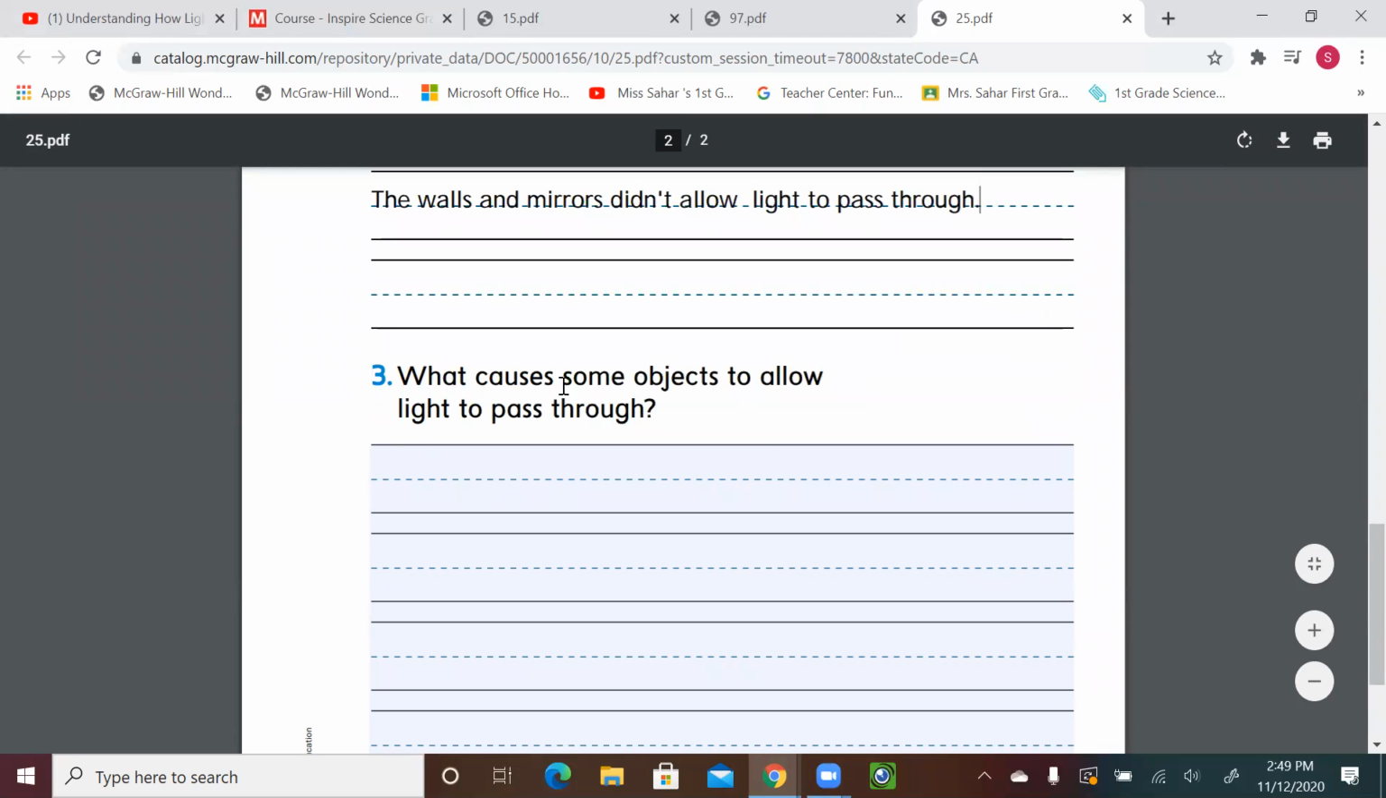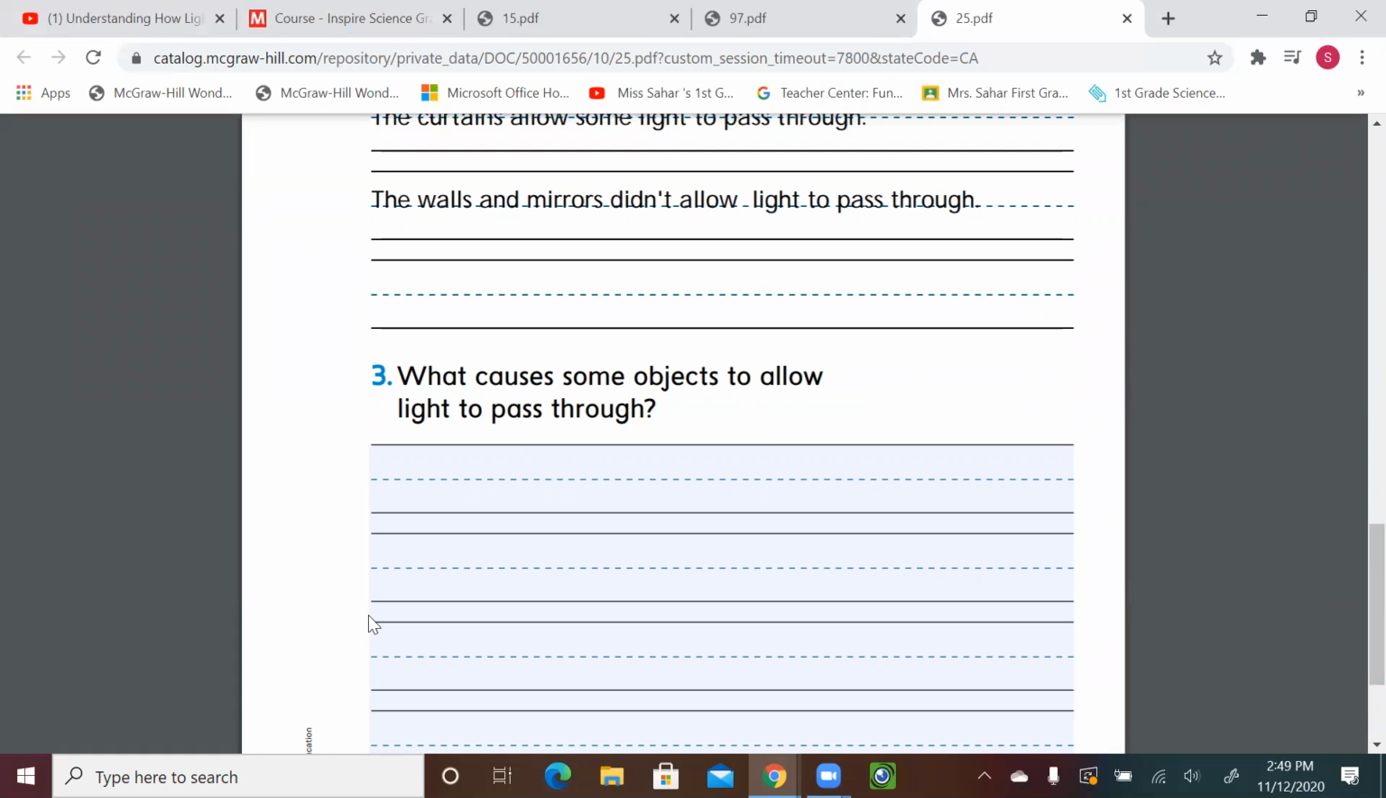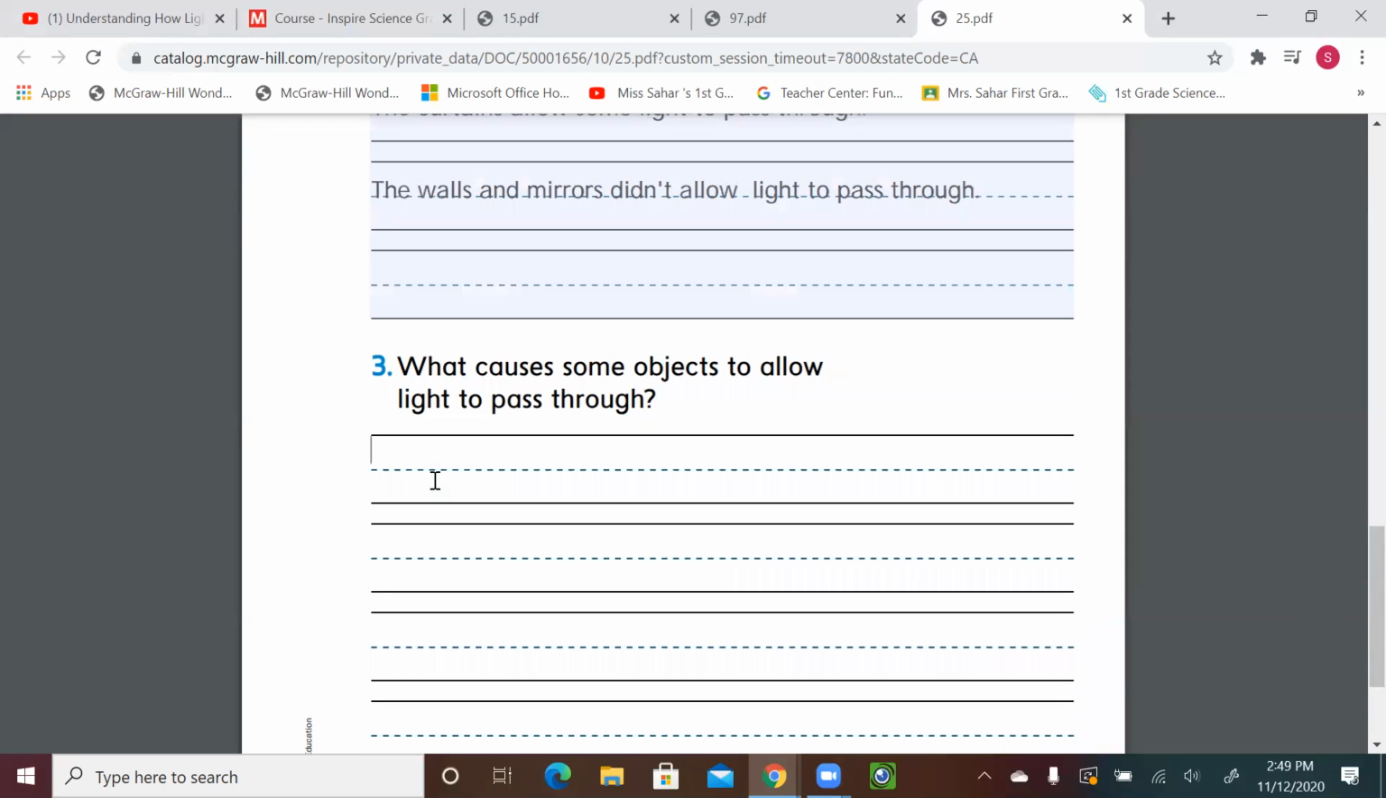Okay, what causes some objects to allow light to pass through? We said it in the beginning of the lesson, the materials, right? Materials of what an object is made of. If it's a transparent material, it will allow the light. If it's translucent material, it will allow some. And of course, if it's thick like wall or metal, it won't. So let's write this down.